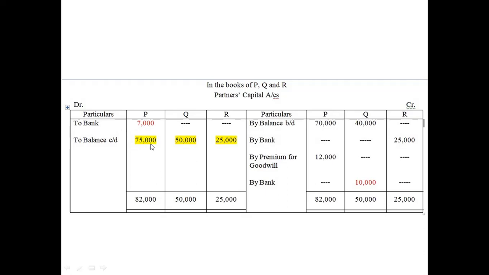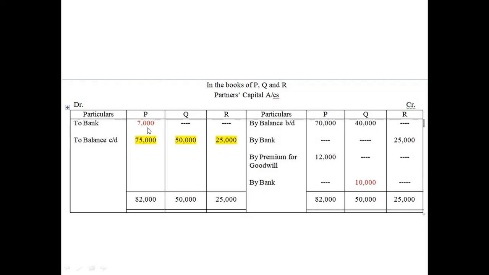Now this 75,000 is the new capital. As we can see here, the total of the credit side of P's column is showing how much? 70 plus 12, how much is it? It is 82,000, isn't it? But here it is only 75,000, isn't it? So how much is the deficit here in the debit column of P? 7,000. So now write 7,000 here.